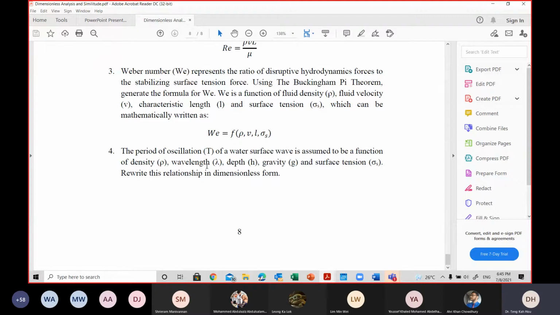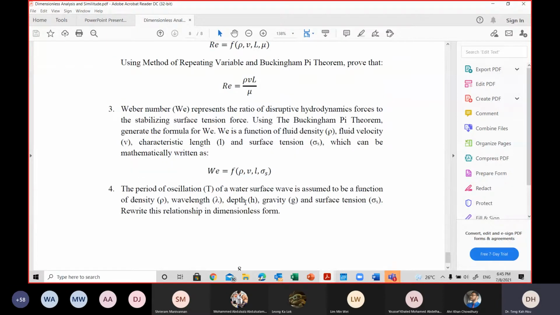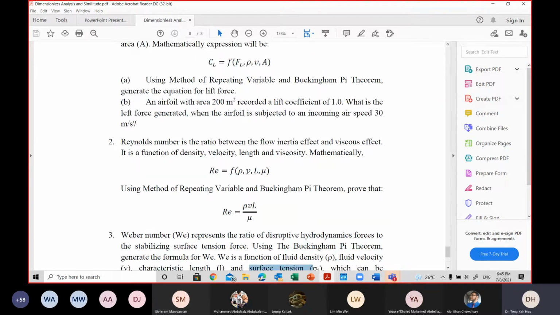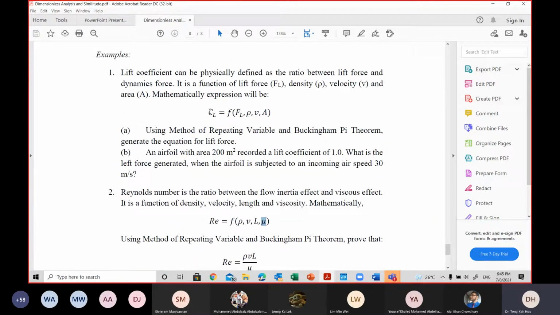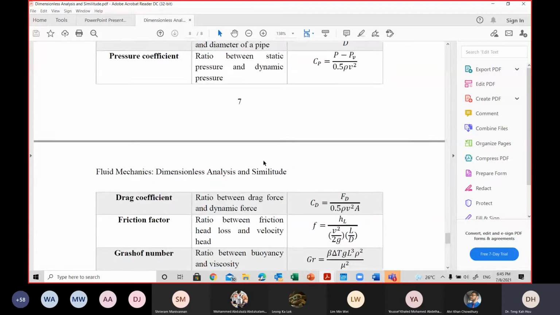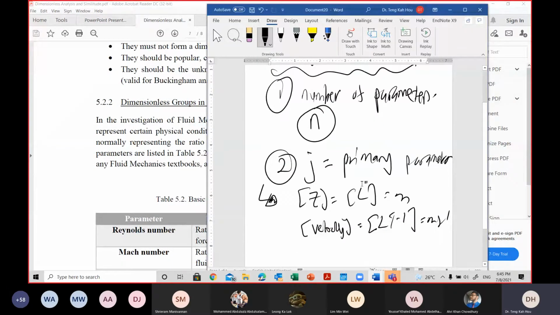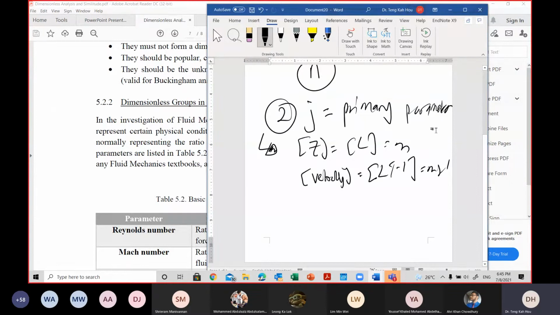So oscillations, of course, times, and a lot of things, right? When you try the questions, you figure out there are a lot of things, like surface tension, your viscosity mu, which is common, and also force, velocity, area, etc. All these things will come into place. Make sure you know the parameters for them. So the second step is your primary parameters. In this case, if you have L and T, of course you have J equal to 2. Okay, so what is your third step?